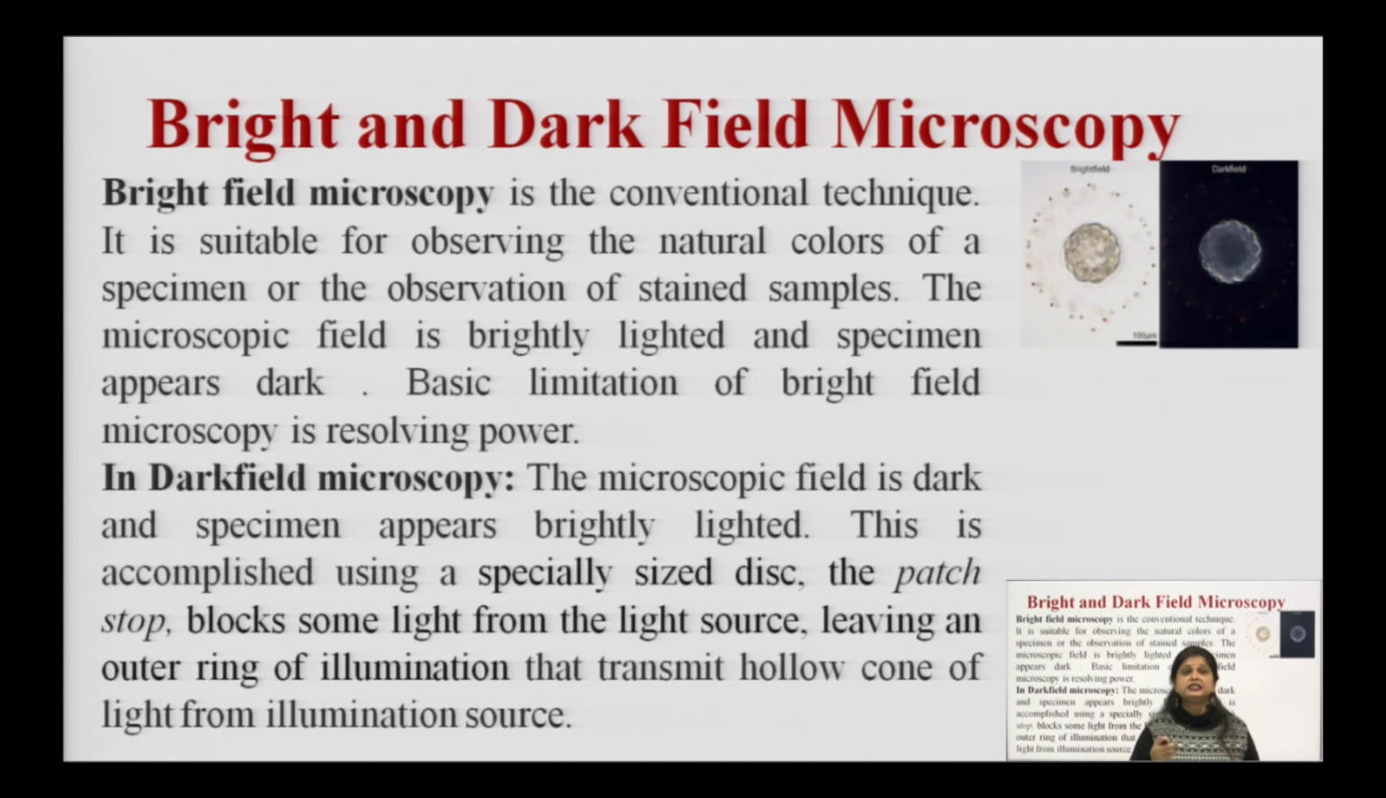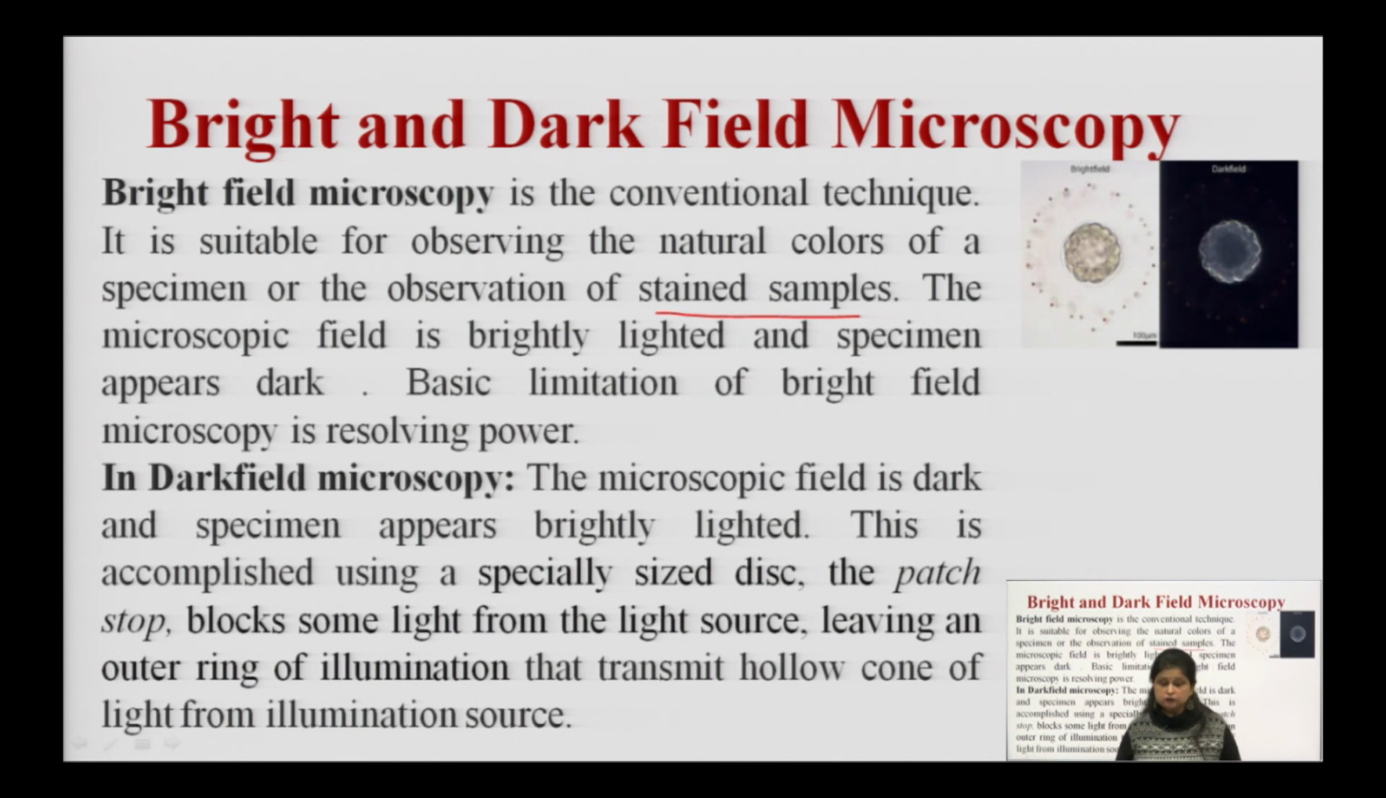For that we need staining reagents. We need to add some dyes or reagents so that they can color the cells, and colored cells we can easily observe with the help of bright field microscopes. So bright field microscopy is a conventional technique. It is suitable for observing the natural colors of the specimen. Colored specimens we can see, but if they are transparent, we have to stain those samples. The samples must be stained. The microscopic field is brightly lighted and the specimen appears dark.